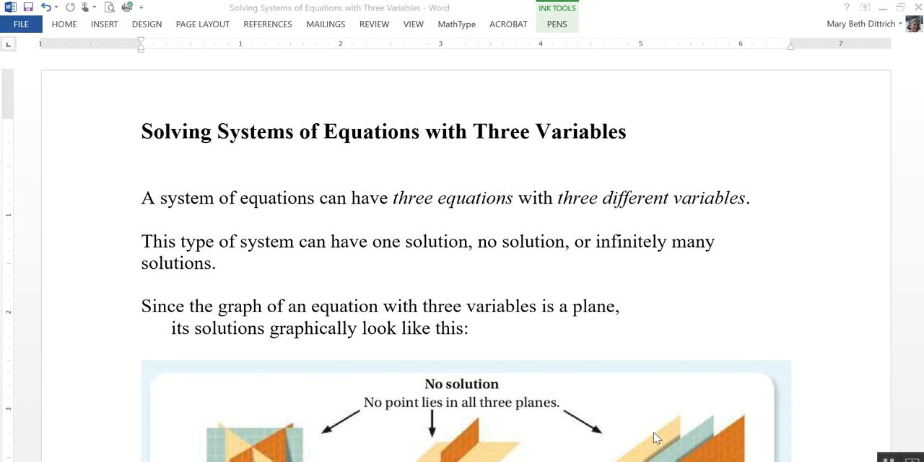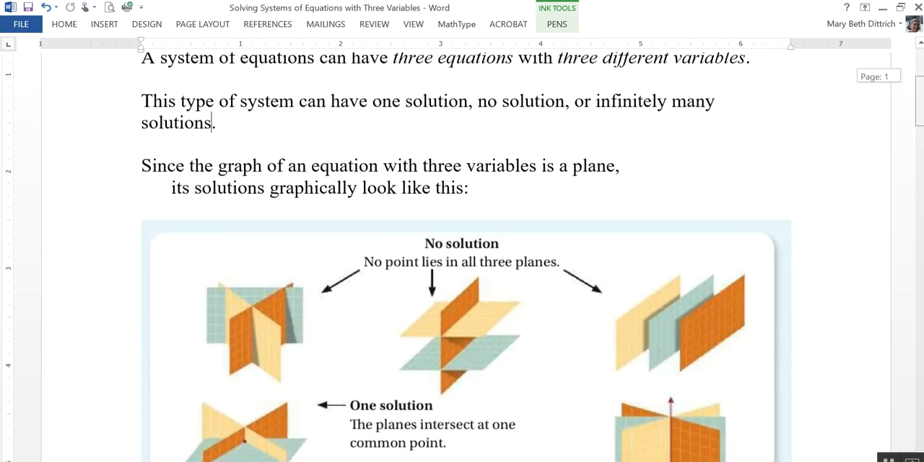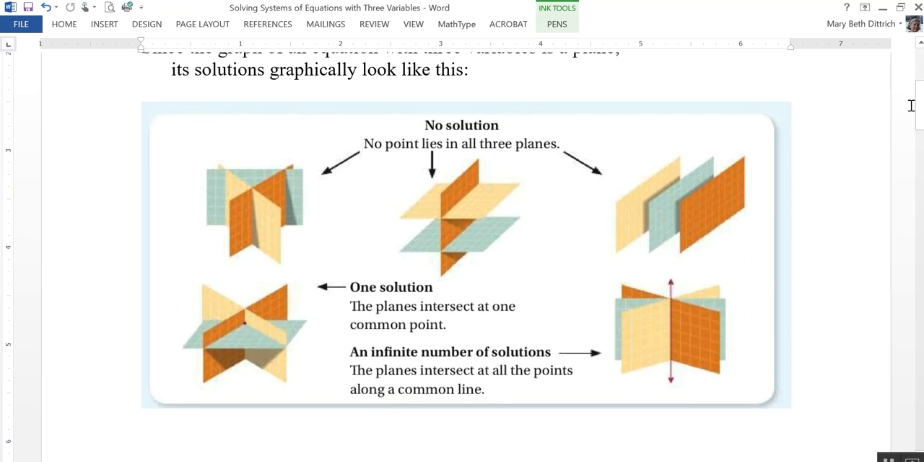Since the graph of an equation with three variables is a plane, its solutions will graphically look like this. So if there is no solution to the system, then there is no point that lies in all three planes. So it could look like this, could look like this, or the planes could be parallel to each other. So there is no x, y, and z that works in all three of the equations.